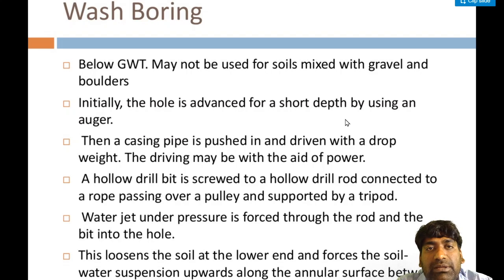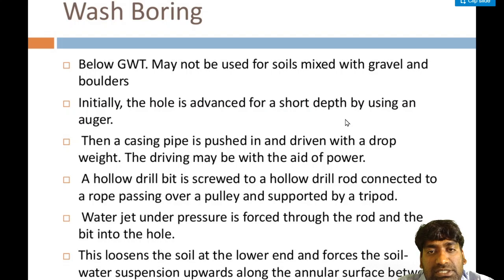Wash boring. Below the groundwater table, it may not be used for soil mixed with gravel and boulders. Initially, the hole is advanced for a short depth by using an auger. Then a casing pipe is pushed in and driven with a drop weight. The driving may be with the aid of power.